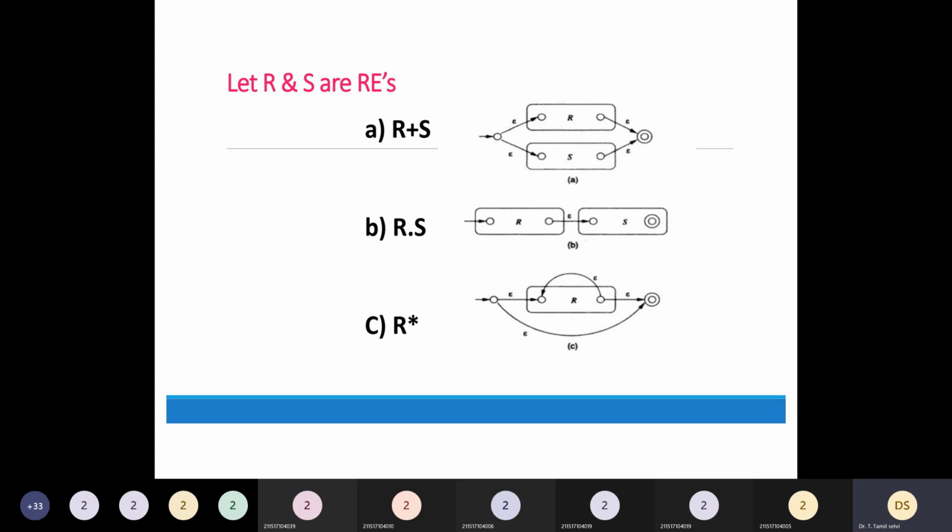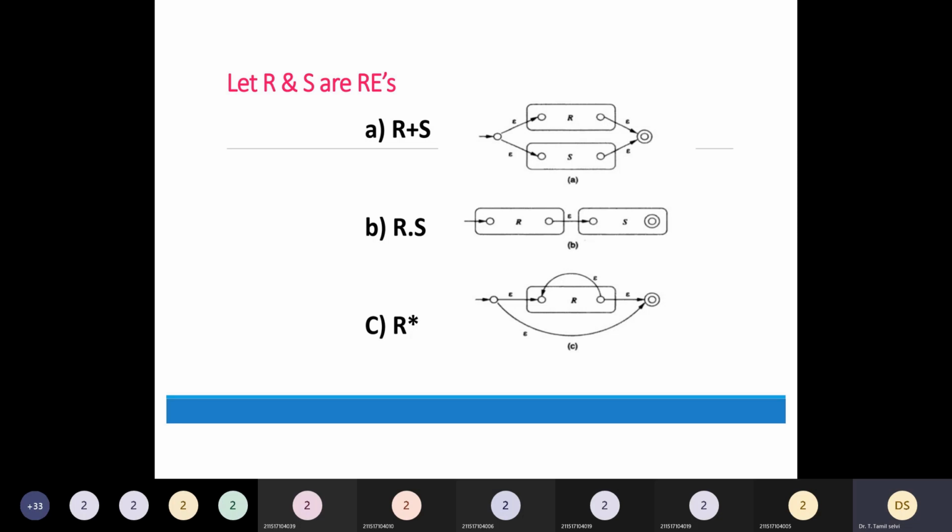Okay, and then coming to the star, R star means closure property. That is the closure operator on the regular language. Closure operator means you first have to draw the finite automata for our regular expression R alone, that is the innermost part alone: the second state, and then the third state with the input symbol R. Okay, so what is star?